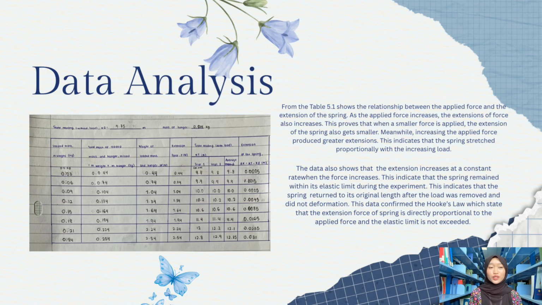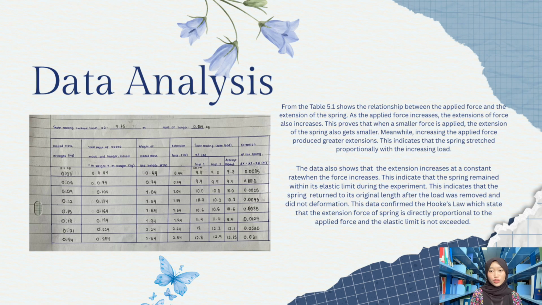Now let's move on to the data analysis. Table 5.1 shows the relationship between the applied force and the extension of the spring. As the applied force increases, the extension of the spring also increases. This proves that when a smaller force is applied, the extension of the spring also gets smaller. Meanwhile, increasing the applied force produces greater extension. This indicates that the spring stretches proportionally with the increasing load.